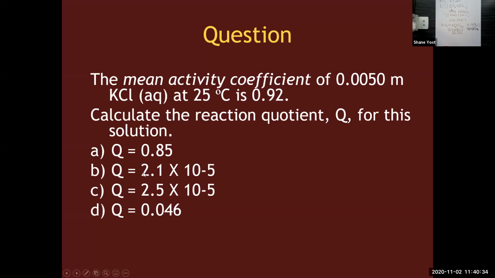Which is going to be 2.1 times 10 to the minus 5. All right, so it's going to be 0.92 times 0.005 squared, which is B, or at least hopefully should be.